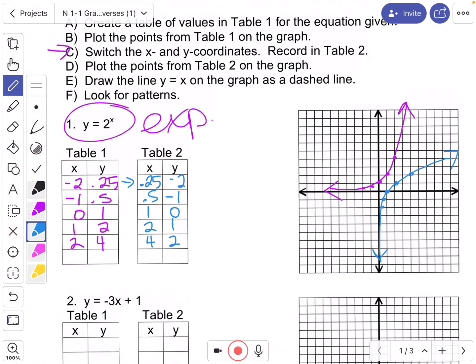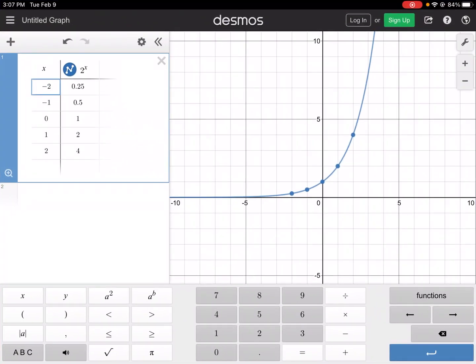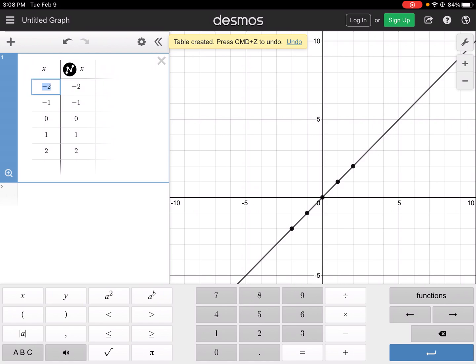Okay, so going back up to the top, after we plot our points from table 2, we're going to draw the line y equals x. This line is going to be very important. We're going to be using it a lot this section. If you don't know what y equals x looks like, I can type in y equals x. If I want to look at the table, I can, but notice it's a straight line that crosses at the origin. You can look at your table. It's -2, -2, -1, -1. Notice the x's are the same as the y's.